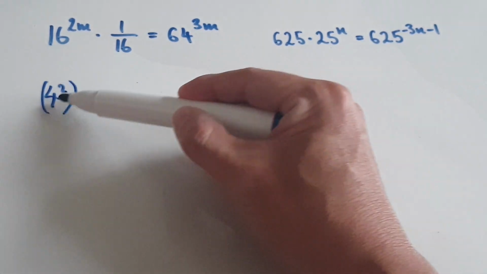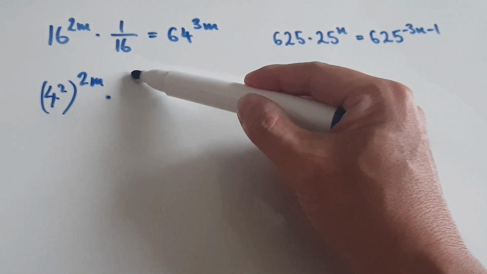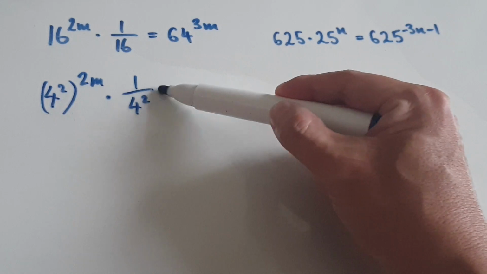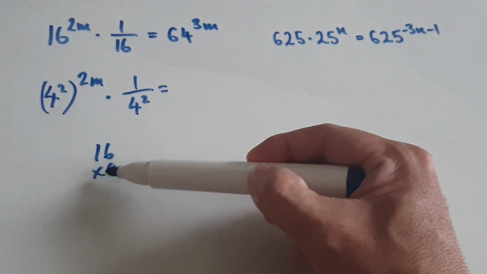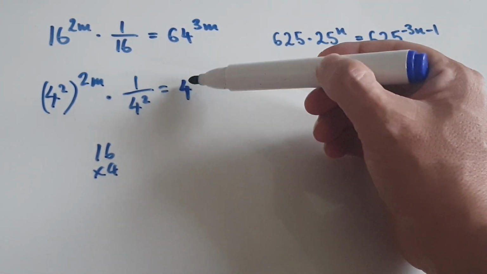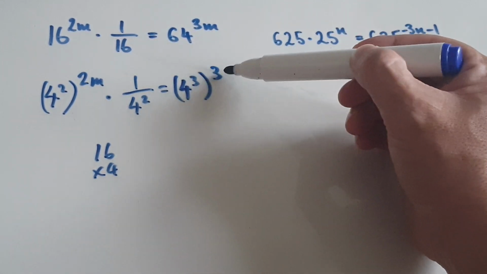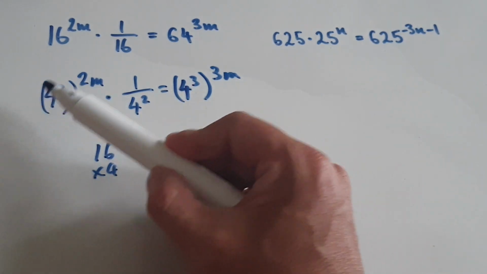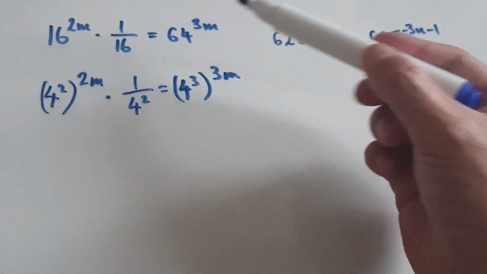So you can write 16 to the power of 2m times 1 over, well, this number 16 can be written as 4 squared. And 64, well, 16 times 4 is 64, so you can write 64 as 4 to the power of 3, and then to the power of 3m. So notice that everything is in terms of base 4. That's really the trick when it comes to solving these types of equations.